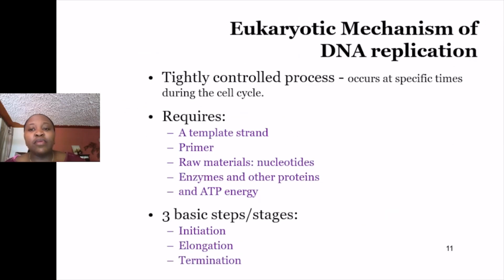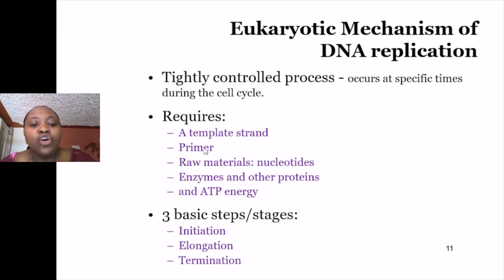Eukaryotic mechanism of DNA replication. Usually the prokaryotic and eukaryotic mechanisms are similar, and this process is tightly controlled and occurs at specific times during the cell cycle, as we said, and it requires that we have a template strand on which we are now making a copy.